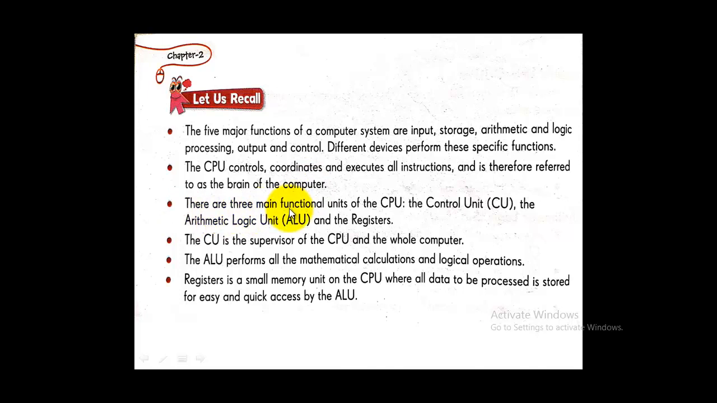Now there are 3 main functional units of the CPU: control unit, CU, arithmetic logic unit, ALU, and the register. The CU is the supervisor of the CPU and the whole computer. The ALU performs all the mathematical calculations and logical operations. Register is a small memory unit of the CPU where all data to be processed is stored for easy and quick access by the ALU.